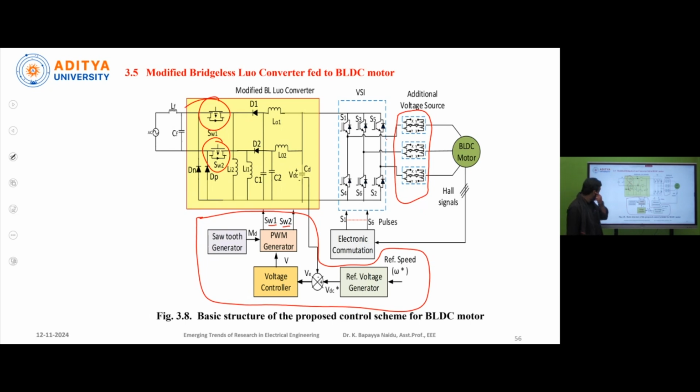Okay, here another important thing you have to remember: in the previous case also, compared to CPIC and Zeta converters, the bridgeless Luo converter has given the best results. In this case also, whenever you are using this additional voltage source method, it will give the best results compared to other converter topologies.